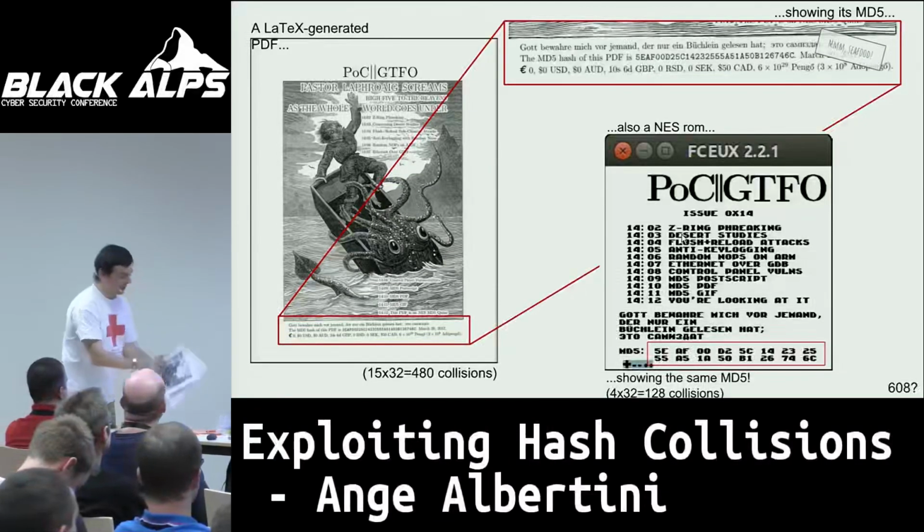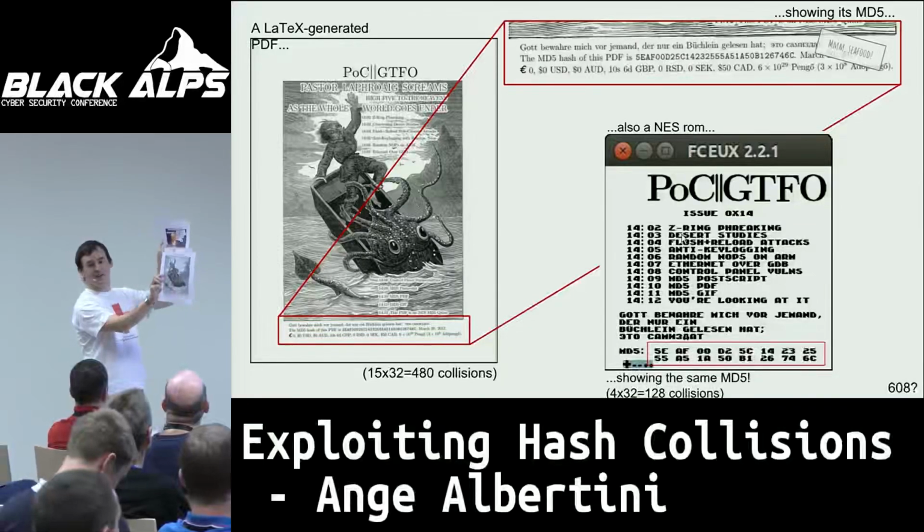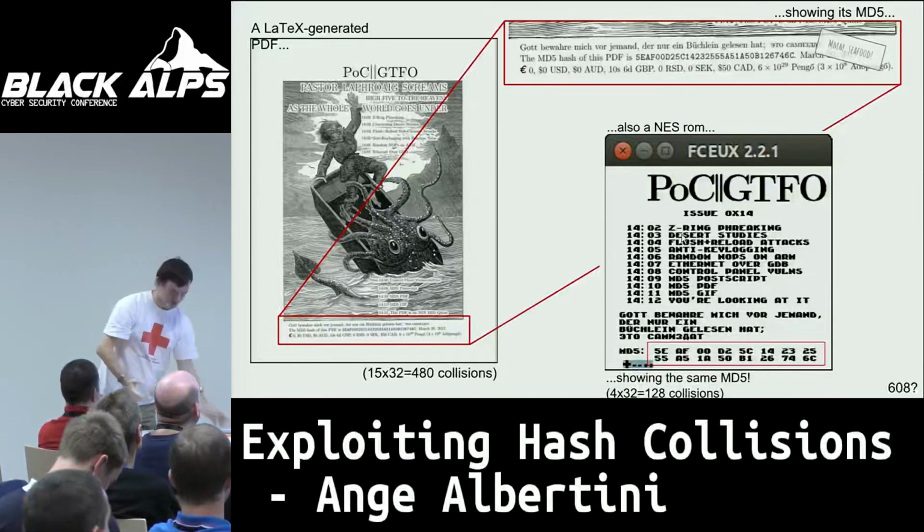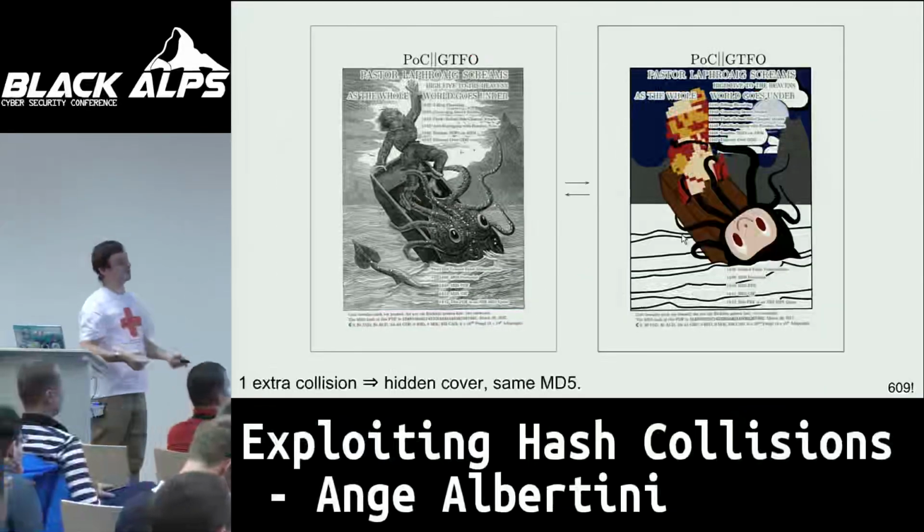And the last one is because there is an alternate version of the cover in the file and you can swap them and still have the same hash. So that's why we put 609 collisions.